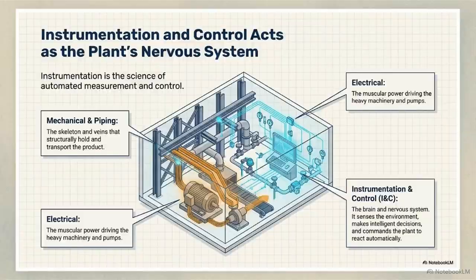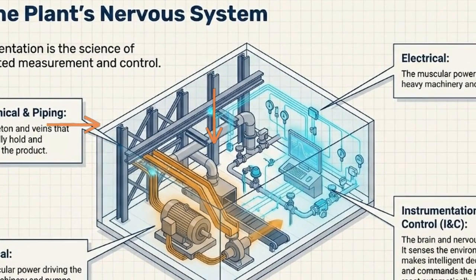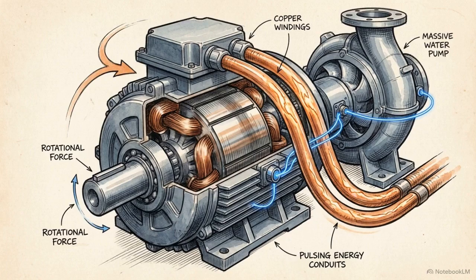You can think of the finished plant like a living body. The gray steel beams and pipes act as the skeleton and veins, providing the physical structure and transporting materials throughout the facility. Those orange cables connecting to the large motor represent the electrical system. This is the muscle that provides the power needed to physically turn heavy pumps and drive machinery.